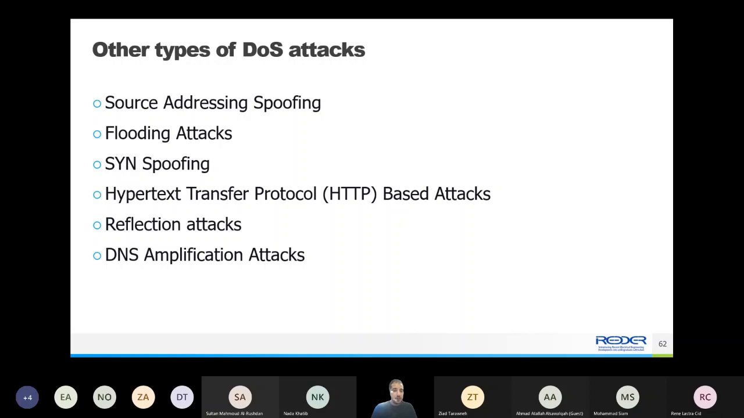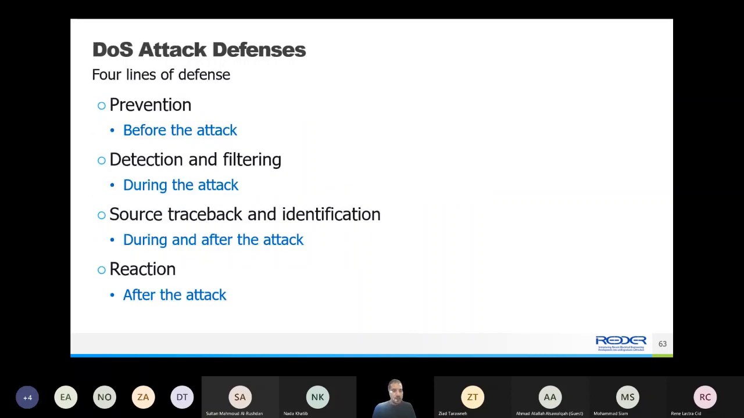And other types of DOS attacks are source address spoofing, flooding attacks, SYN spoofing, hypertext transfer protocol based attacks, reflection, and DNS amplification attacks. They are focused on the same principle of the denial of service attacks. So how can we defend ourselves from the DOS attacks? We have 4 lines of defense: prevention, detection, source traceback and identification, and reaction.